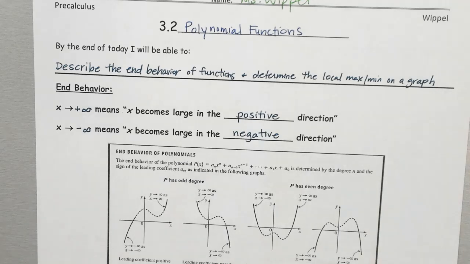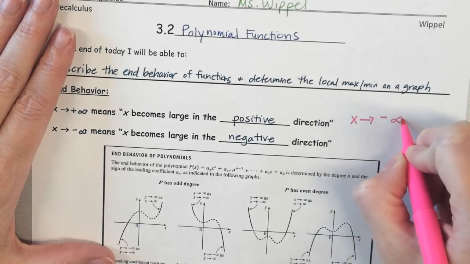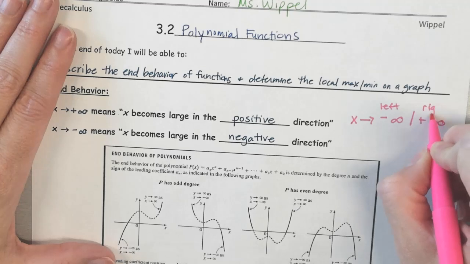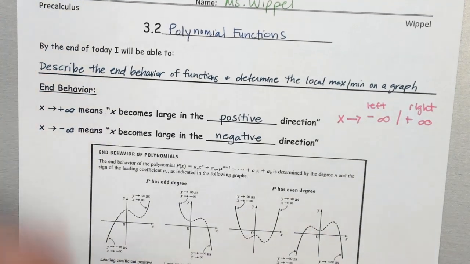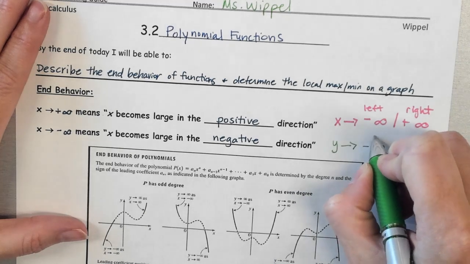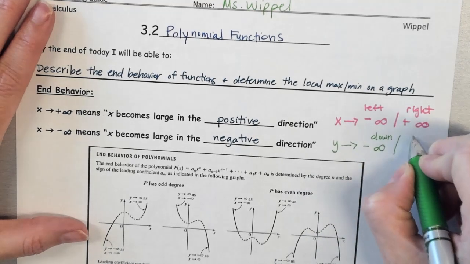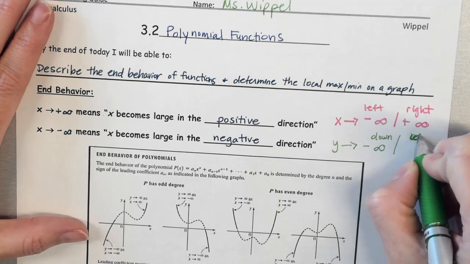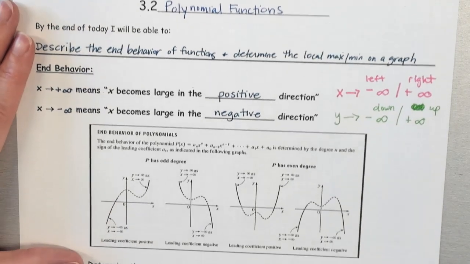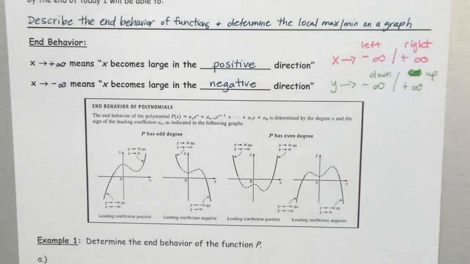So anytime it's x goes to a value, if it's negative, they're asking you what is happening on the left. And if it's positive, they are asking you what's happening on the right. Okay, that is different than when you are using it for y. So if you have a negative on the y, that means it's going down. And then if you have a positive, that means you are going to go up. Okay, so it looks like many of you remembered this from last year.